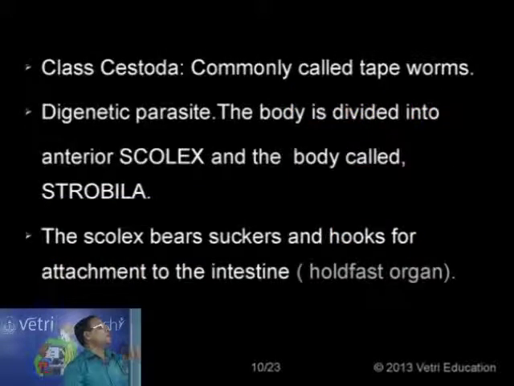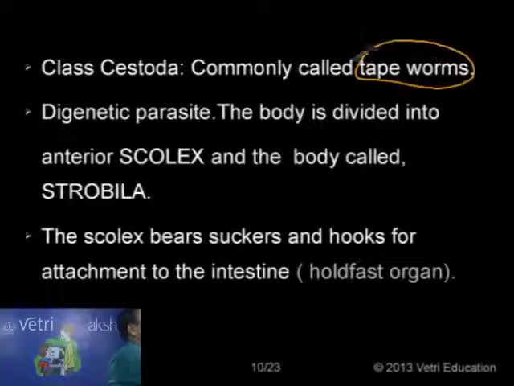Now class Cestoda, and normally this group includes animals which are commonly known as tapeworms. We have three different types of tapeworms, and all the tapeworms are digenetic parasites. As I mentioned earlier, the body is divided into an anterior scolex. If you are taking the tapeworm, this is the scolex.